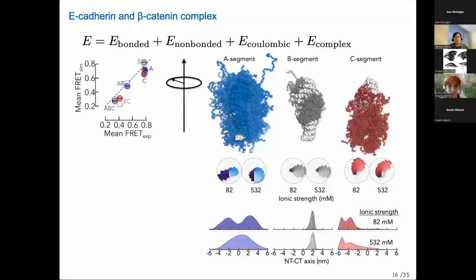This is quite different from the behavior that people usually think about folding upon binding. Even though part of the B segment folds, there's still flexibility there. It can move a little bit around the folded partner.